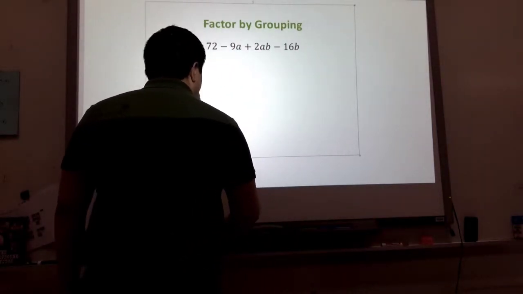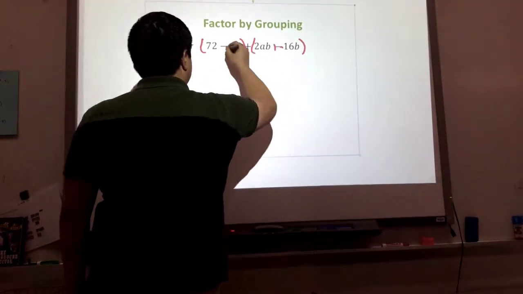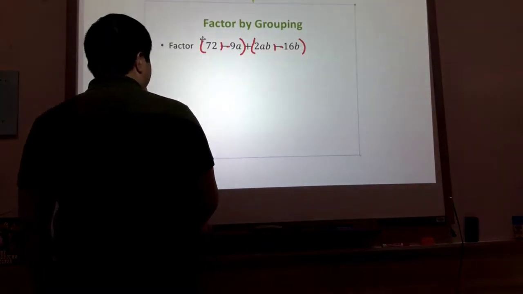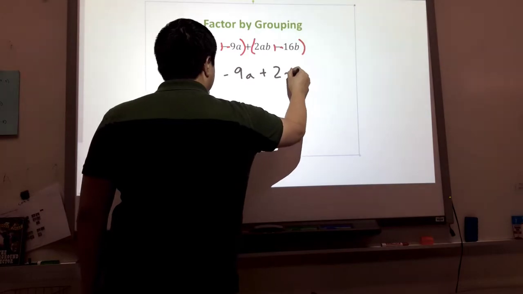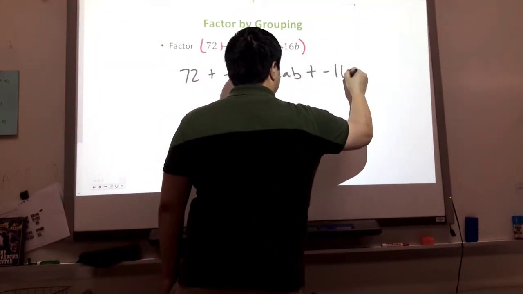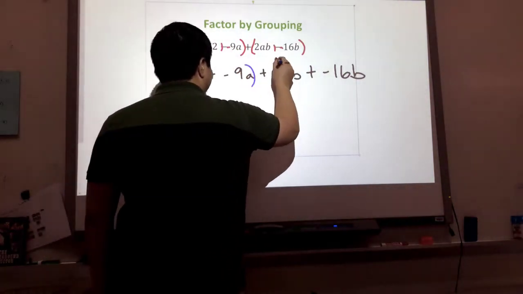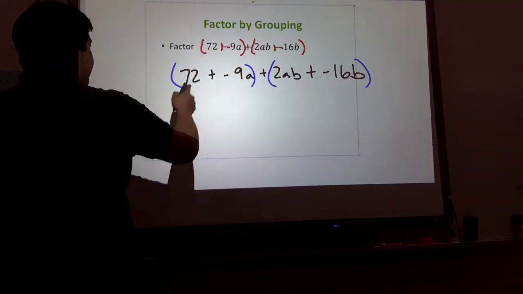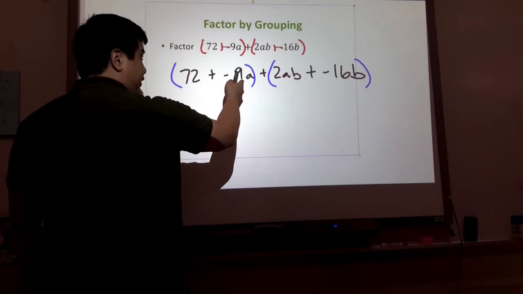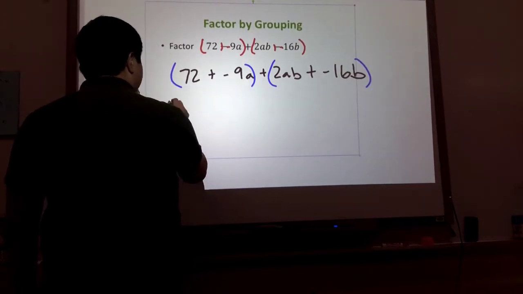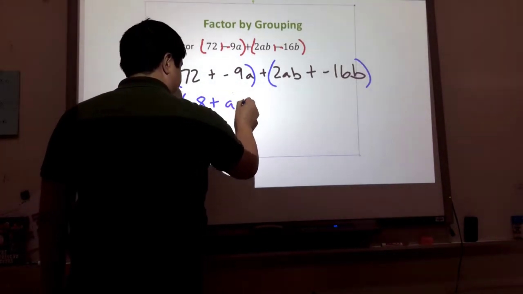Let's try this one out. Again, we're going to change this to addition of the opposite. Actually, I'm going to rewrite that so we have the addition of the opposite. We get 72 plus negative 9a plus 2ab plus negative 16b. And we're going to group this right here. We can factor out a 9 or negative 9. Here, because this is a leading coefficient of negative 9, we're going to factor out negative 9. So we get negative 9, and what we're left with is negative 8 plus a.